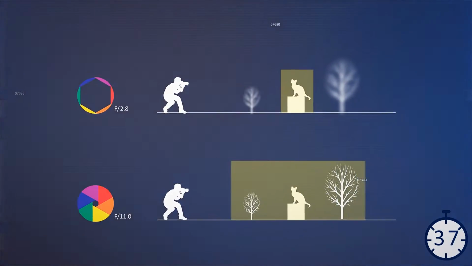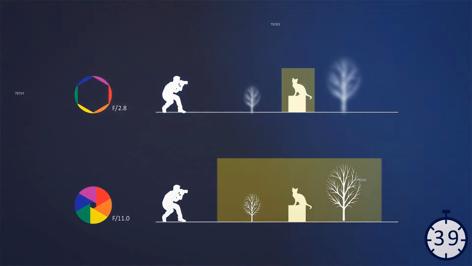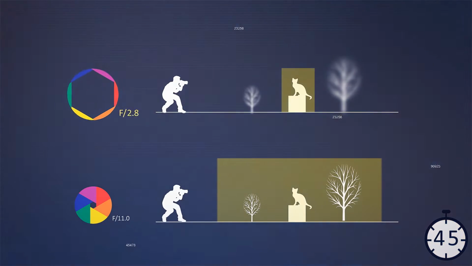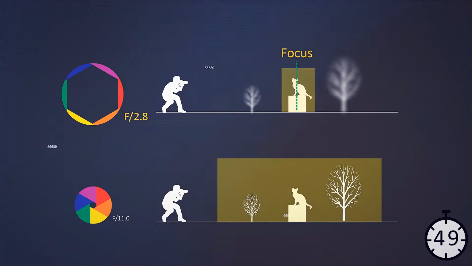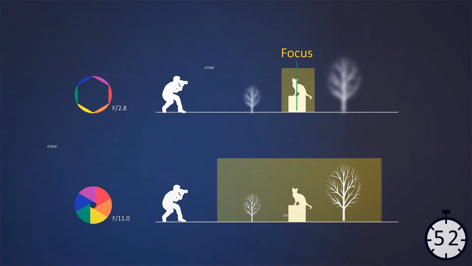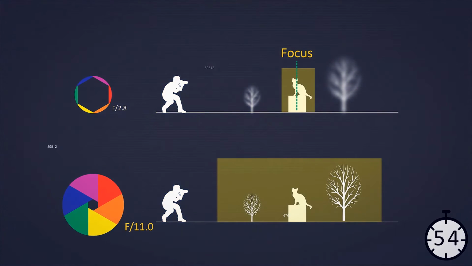If you decrease your F number, you will decrease your depth of field. If you increase your F number, you will increase your depth of field. At the top of this graphic, you'll see that a small F number renders shallow depth of field, with only the subject in focus. At the bottom, you'll see that a large F number renders deep depth of field, so the foreground, subject, and background are all in focus.